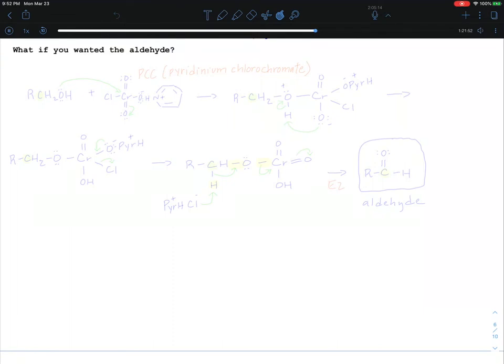Also, when you're looking at the proposed mechanistic pathway, you get to see what happens to that hydrogen on the carbon that bears the hydroxyl group. Why doesn't a tertiary alcohol undergo an oxidation? So let's do a couple of these mechanisms for primary alcohols.